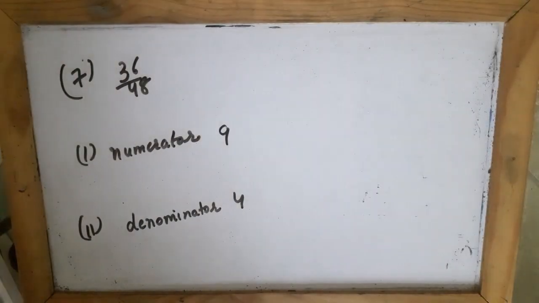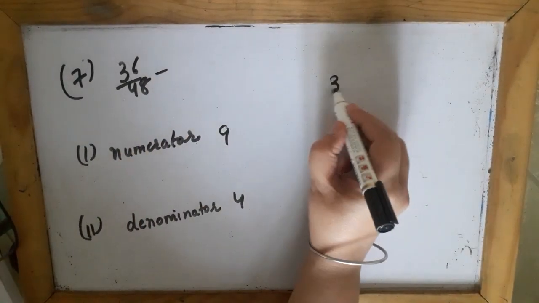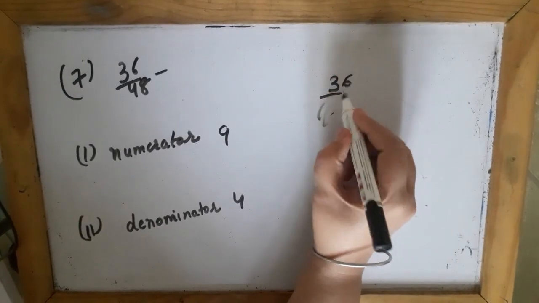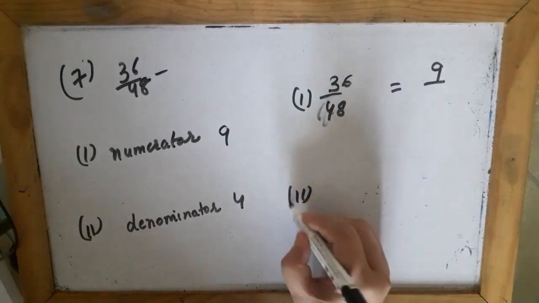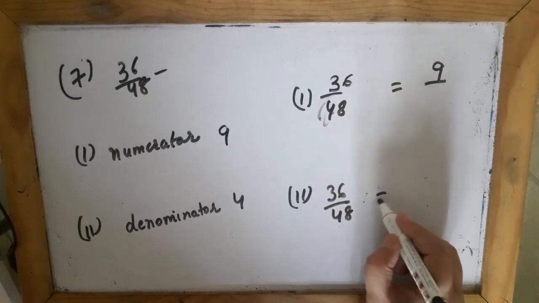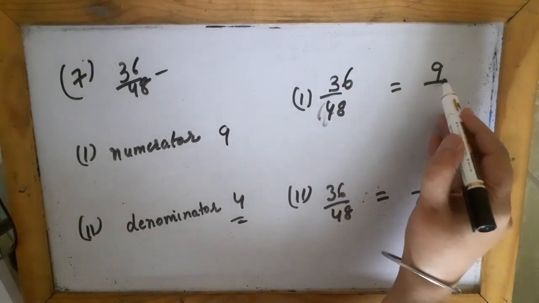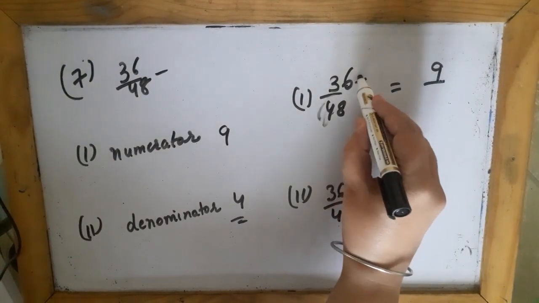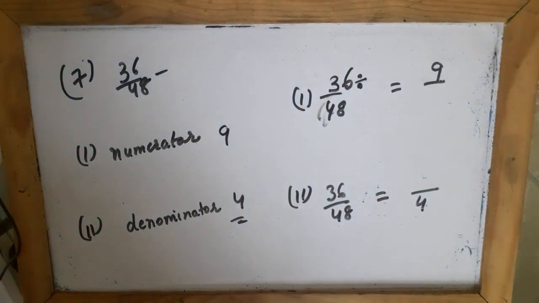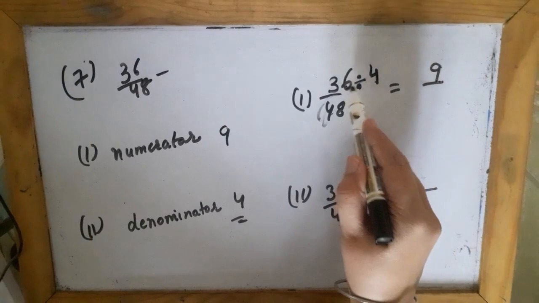The seventh question, in this you are given the fraction 36 by 48 and they are asking you to get the equivalent fraction of this. You have to get the equivalent fraction of this first with the numerator 9 and second again the equivalent fraction of this with the denominator 4. Now as you can see, this number is smaller. It means this numerator has been divided by something so that I get 9. So with what should I divide this? If I divide this with 4, 4 9s is 36.